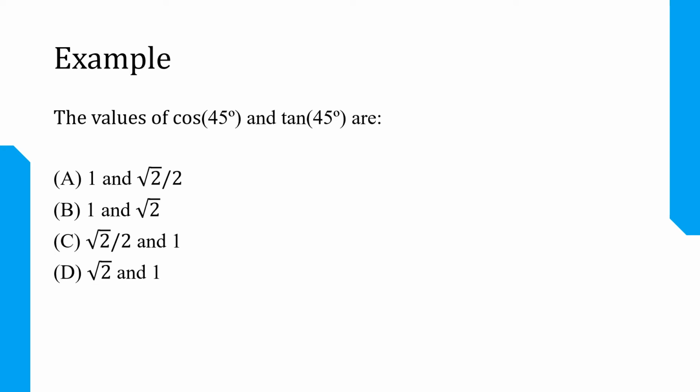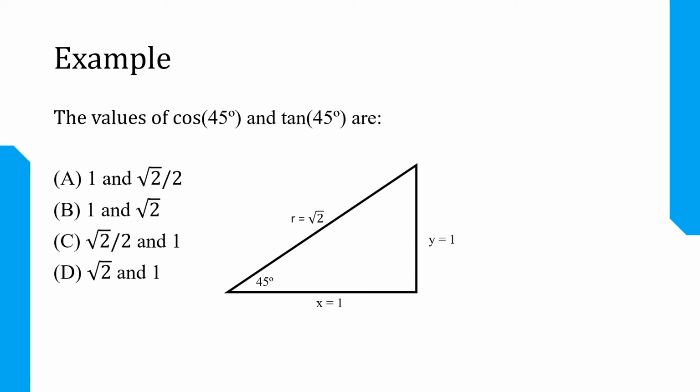So to wrap this video up, let's get right into an example problem. So let's try to find the values of cosine of 45 degrees and tangent of 45 degrees. So going back to a right triangle, let's say our reference angle, which was given to us, is 45 degrees. So, which is an easy scenario.